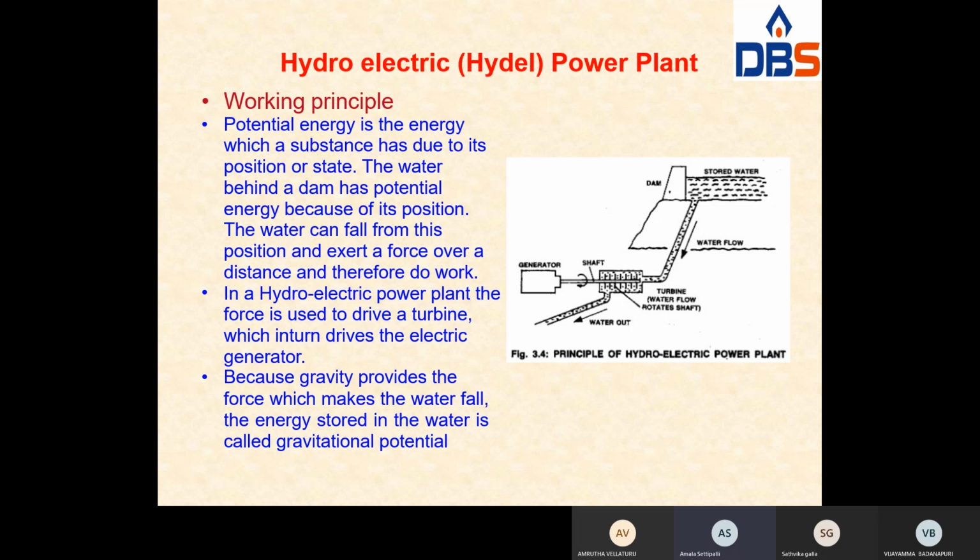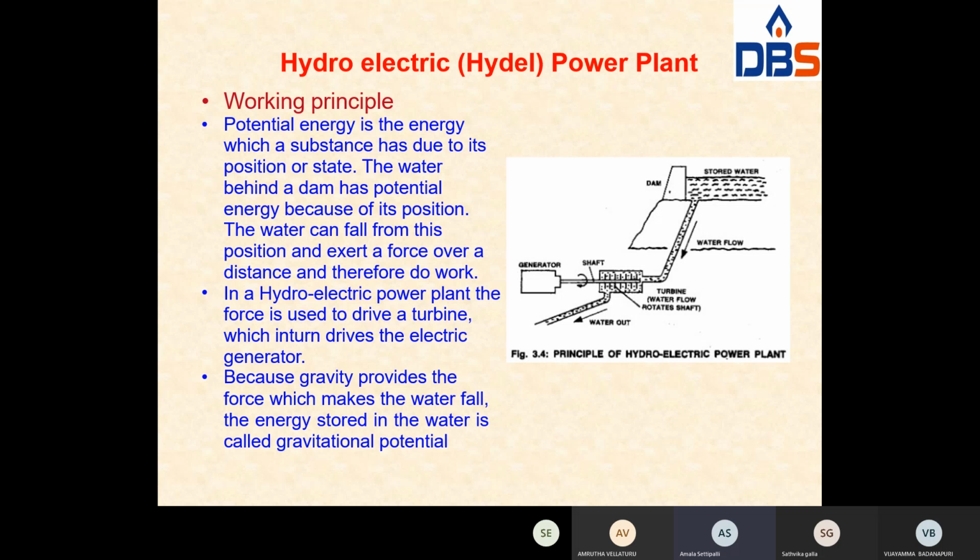Potential energy is the energy which a substance has due to its position or state. That means water always has potential energy. The water behind a dam has potential energy because of its position. The water can fall from its position and exert a force over a distance, and therefore do work. In a hydroelectric power plant, that force is used to drive the turbine. Whenever you force water through the turbine, the turbine blades will be rotated, and that rotating energy is converted into mechanical energy.